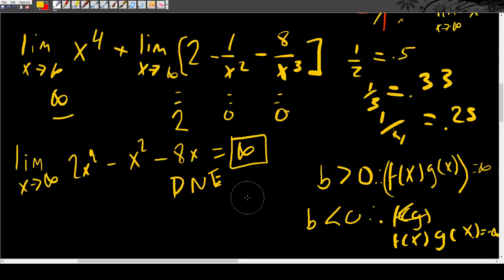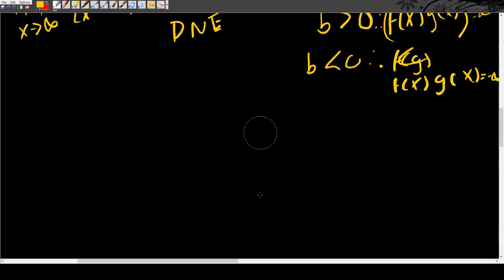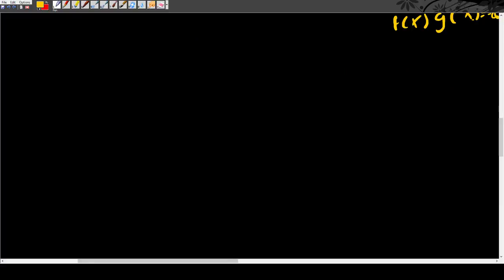On an FRQ, if you got something like this, always write both. Or if you don't, make sure you write infinity or negative infinity, because AP does know that calculus teachers and textbooks disagree and will write different things. But essentially, that's how that works.